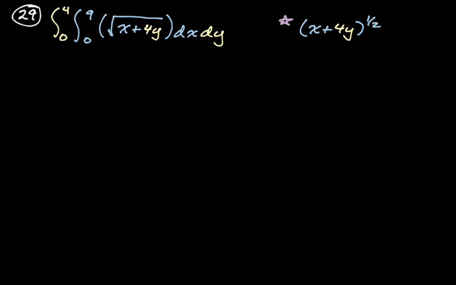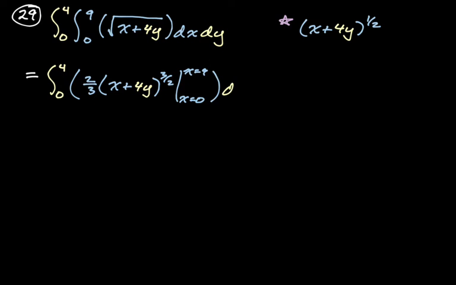X is the variable. If y was the variable, we would have some chain rule stuff to deal with, but y is not the variable. X is the variable to begin with. So there's no chain rule to deal with. You just, plus 1 is 3/2, the reciprocal is 2/3. So we are going to get 0 to 4, 2/3, and then this thing to the 3/2. And then we're going from x equals 0 to x equals 9. And then we still have a dy.